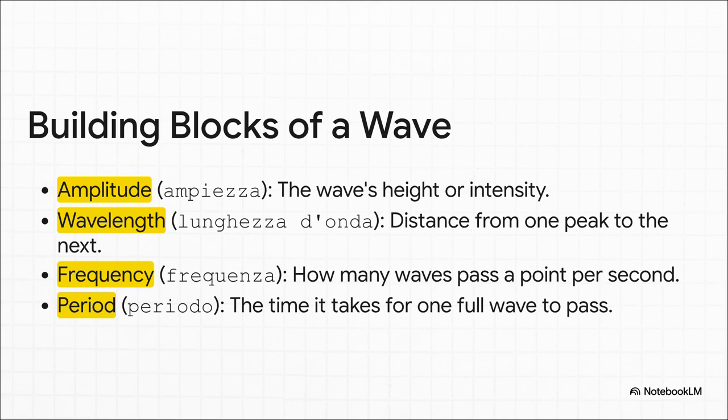Turns out you can describe pretty much any wave using just four key things. First is amplitude. That's the wave's power or intensity. For sound, think volume. Then there's wavelength. That's its physical size, the distance from one peak to the next. Frequency is how often it comes at you, how many waves pass a point every second. And finally, period is just the time it takes for one single, complete wave to go by. These four things are basically a wave's unique fingerprint.